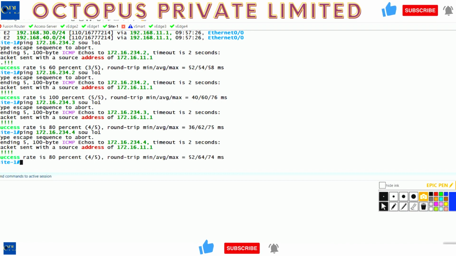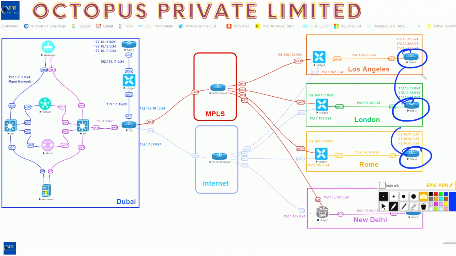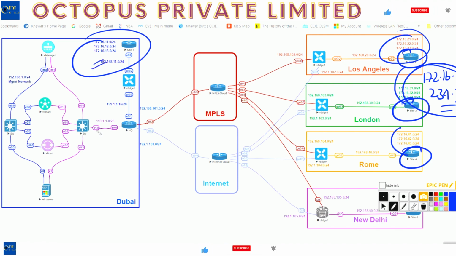Now, what I want to do, my requirement is I do want 234 to be able to communicate on this site, as well as on this site. I want them to communicate to each other based on that 172.16.234.x. But that is only meant to be communicated between Los Angeles, London, and Rome. I don't want this guy to have any knowledge of that specific 234 site. So I don't want him to see those routes.